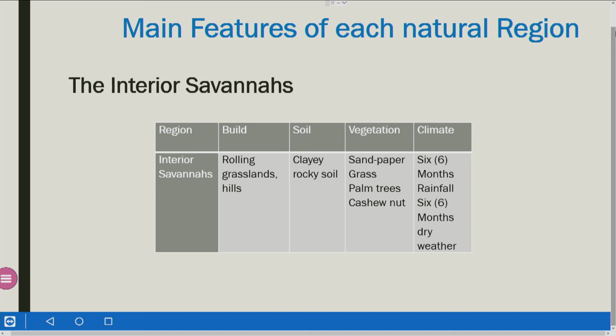Vegetation, that is the plants, you have sandpaper, grass, palm trees, cashew nut. The climate, we have 6 months rainfall and 6 months dry weather.